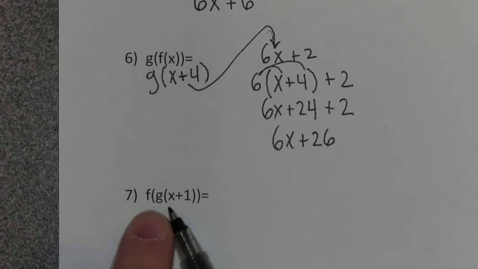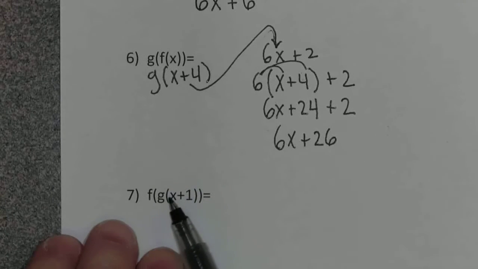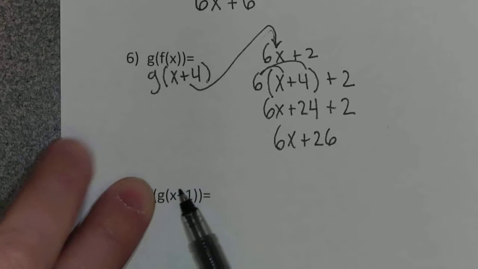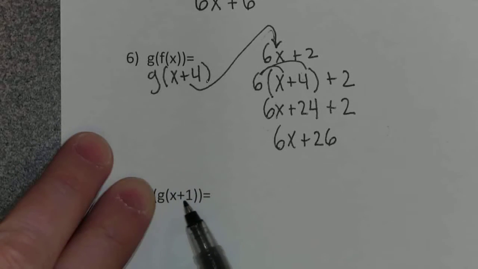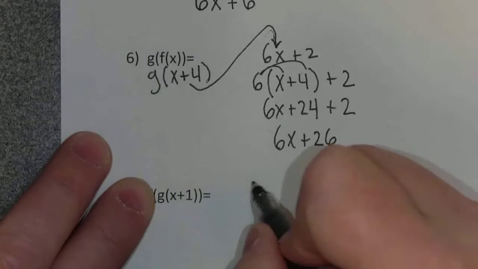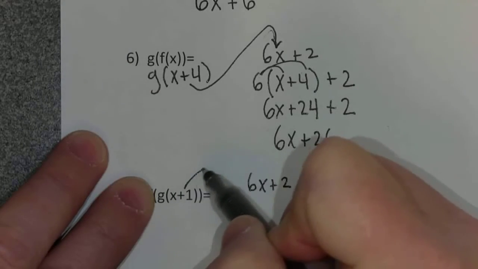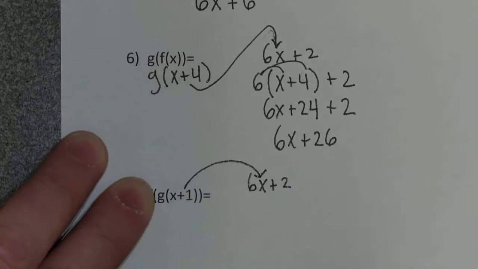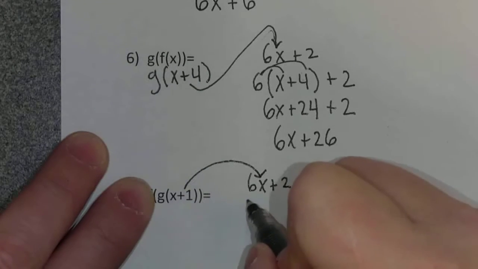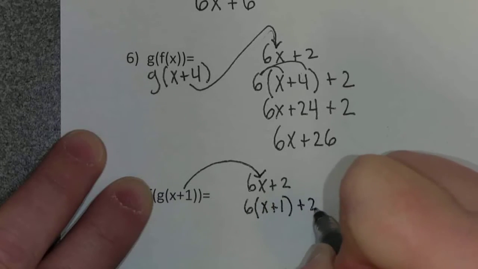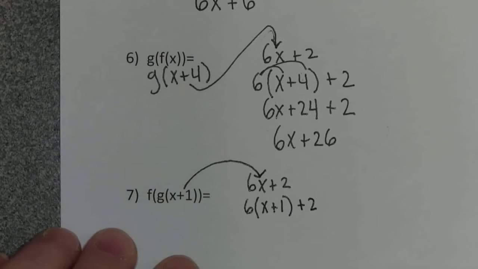Okay. F of G of X plus 1. This time, instead of leaving the X where it's at in G, I'm going to replace the X with X plus 1. So I go up and I grab my G function, which would be 6X plus 2. And what am I going to put in place of the X? X plus 1. So I would have 6 times X plus 1 plus 2. We're going to distribute that out, combine like terms, and then put it through the F function.